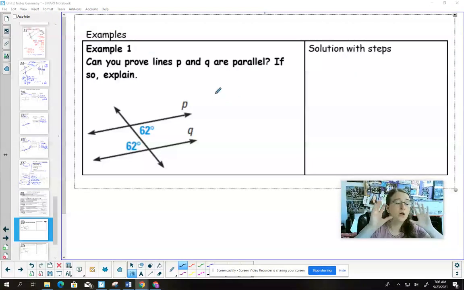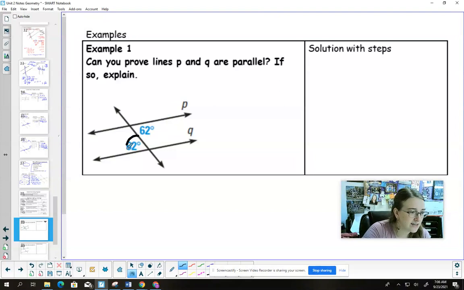So to start off with, we're going to look at example 1 in your notes packet, just kind of talking this through, not formally yet. We're not writing a proof. You're just talking it through. So it says, can you prove lines P and Q are parallel? You cannot just say, yeah, they look parallel. No. What we are told is this angle is 62 and this angle is 62.